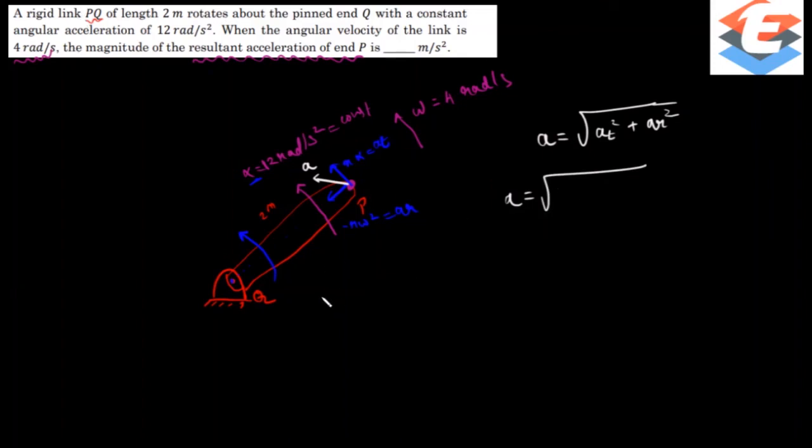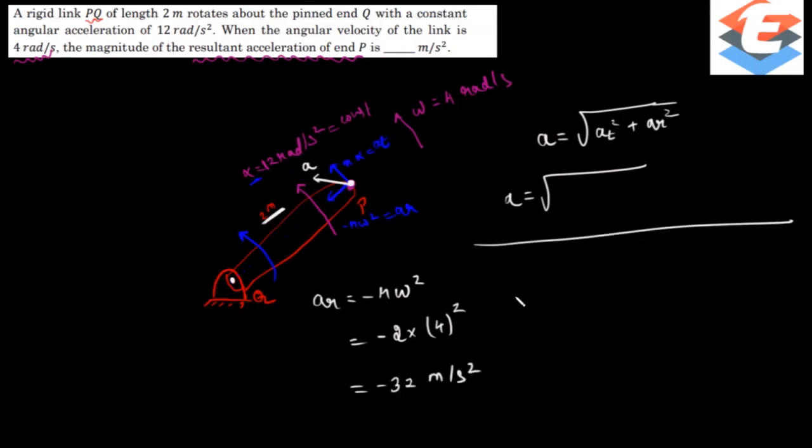First I will find out the radial acceleration, which is minus r omega square. What about the radius? Radius is the radial distance, right? Q is the point about which this link is rotating, and P is the point where I need to find the acceleration. So 2 meter is the distance between them, so 2 meter is the radius. Into omega, it is rotating with omega 4. So 2 into 16, which is 32 meter per second square.